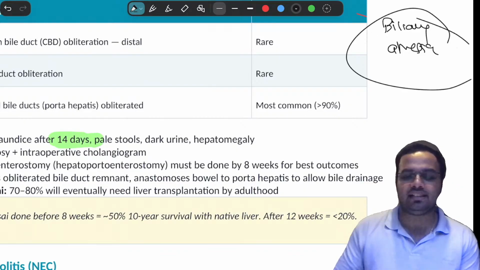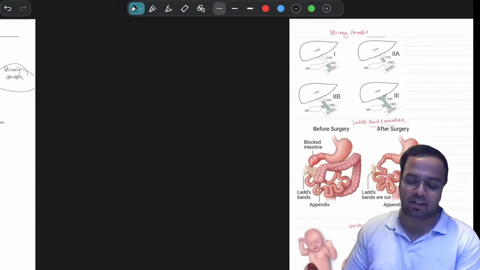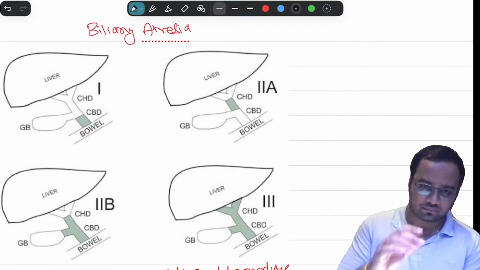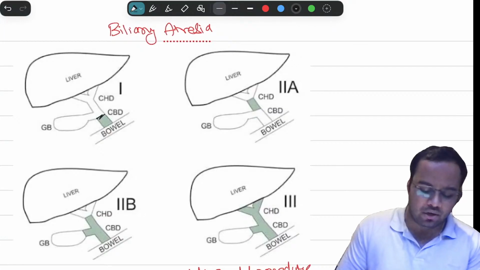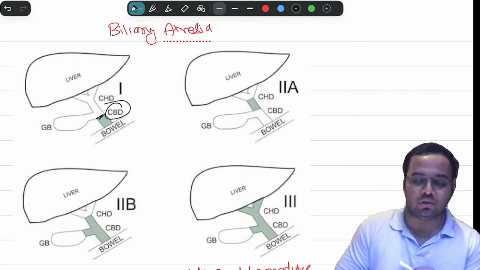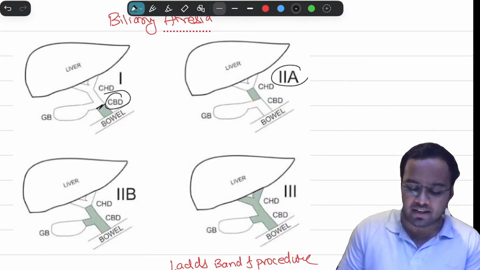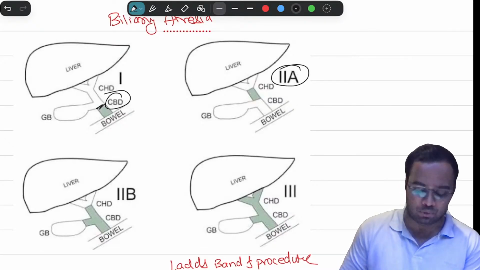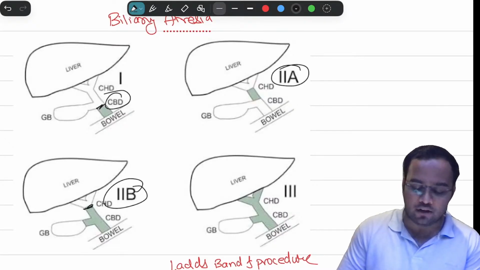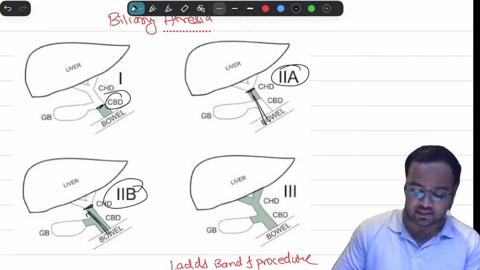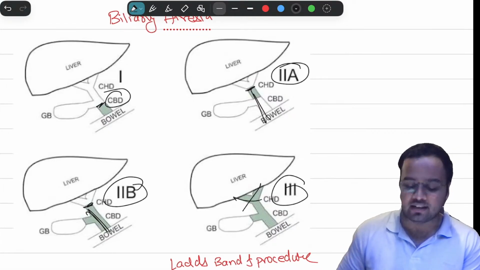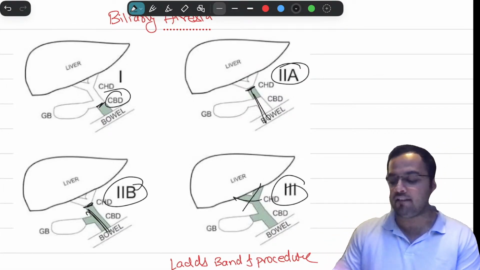So biliary atresia can be broadly divided into 3 types. What are the 3 types of biliary atresia? Type 1 is when the common bile duct is fibrosed. In type 2, the common hepatic duct is also fibrosed. So basically till the confluence, everything below is not functioning. And in type 3, everything from the right to left hepatic duct is fibrosed.